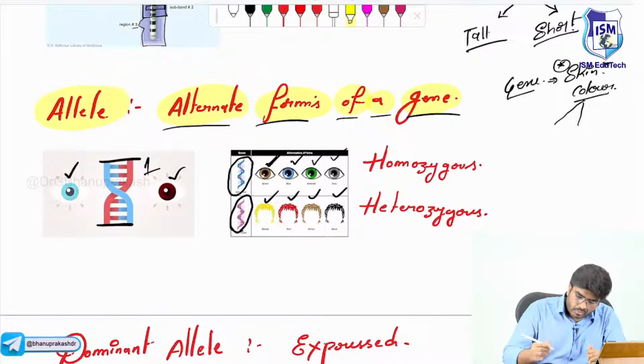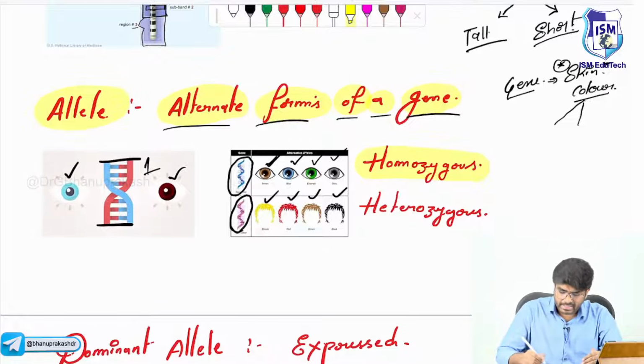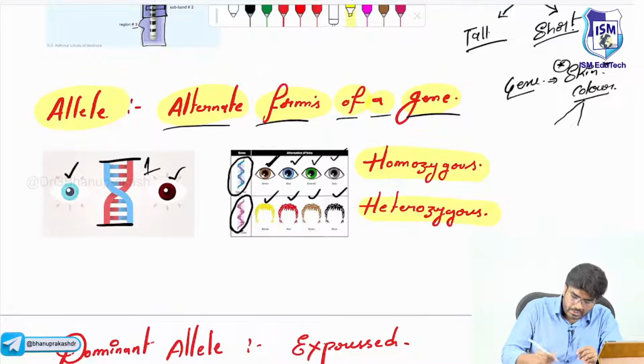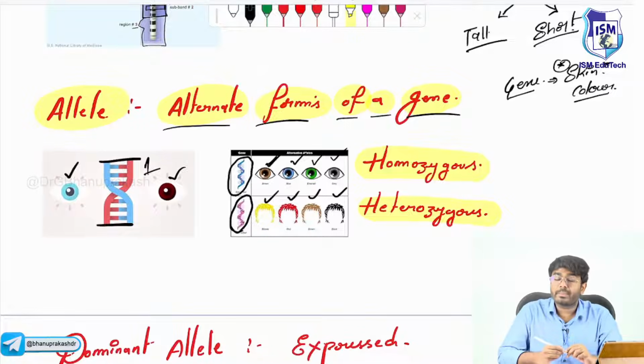After that, the next terms which you should know for your basic understanding at this level are homozygous and heterozygous. Later you will understand: the patient is homozygous for so and so gene, the patient is heterozygous for so and so gene. So what exactly is homozygous and heterozygous? Let me give you some example.